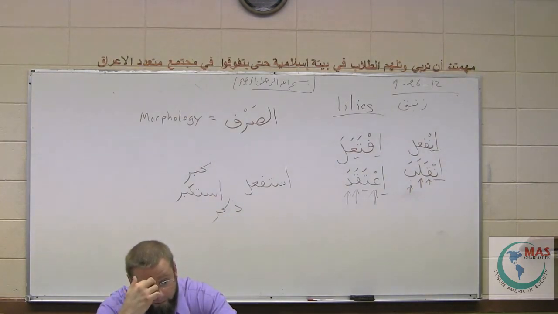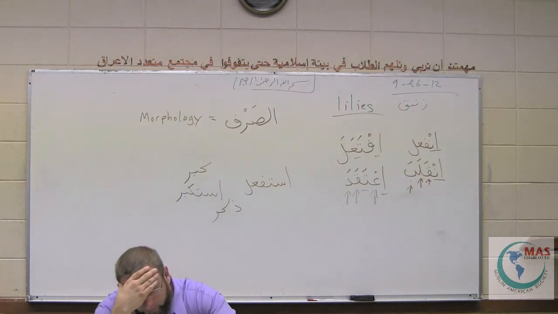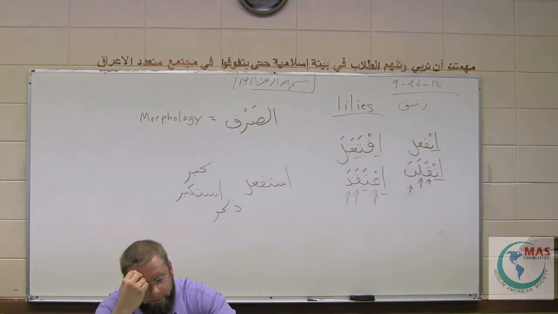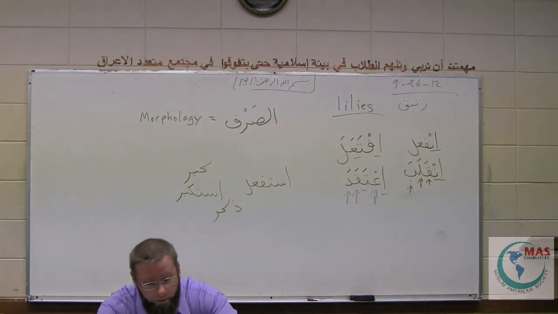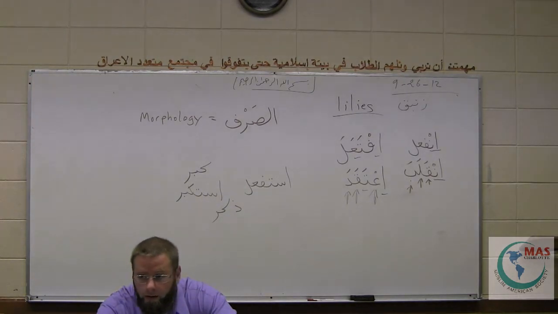So the second column. Muttasil is connected. The first one is disconnected. Munfasil, the second column. Munfasil, it means detached. Like there's a fasla there. This distance. This is by itself.